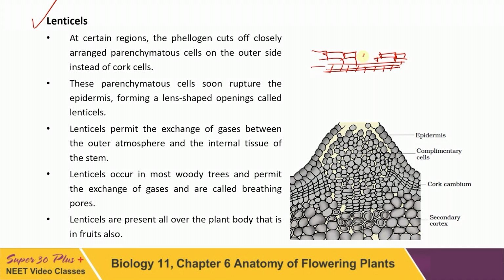But at certain places, the cork cambium doesn't make the cork. Here it will make thin-walled cells like this, and these thin-walled cells are known as complementary cells. This one is cork cambium, is it? This one is the cork, and these are the complementary cells. Because of the formation of this, the epidermis will be raised just like a lens shape. That's why these areas are known as lenticels.